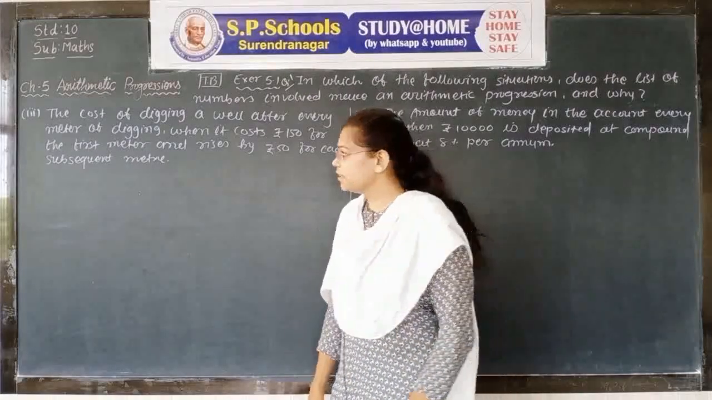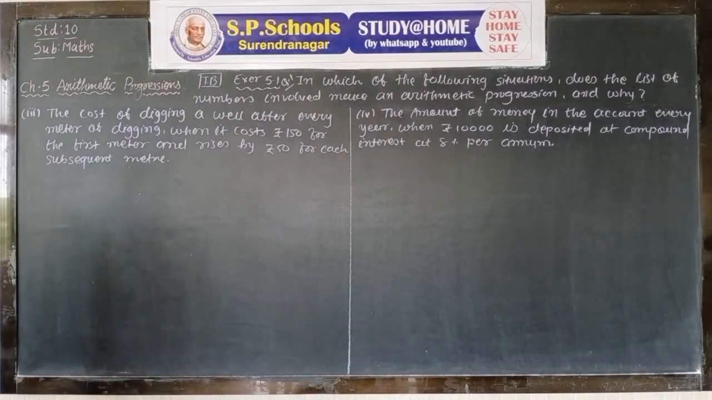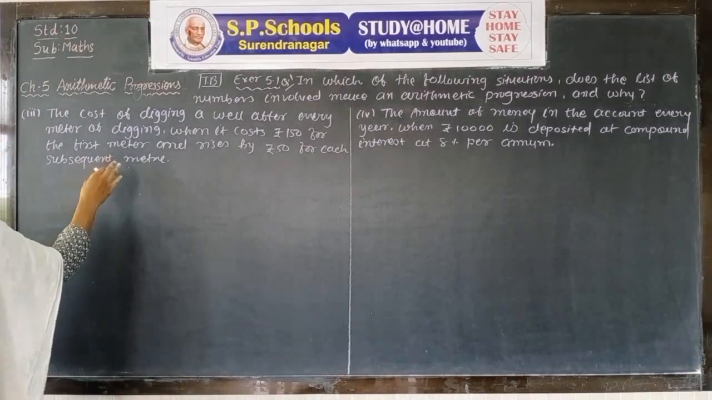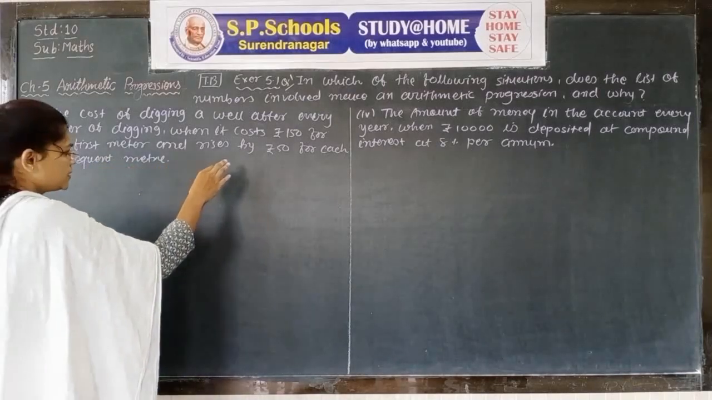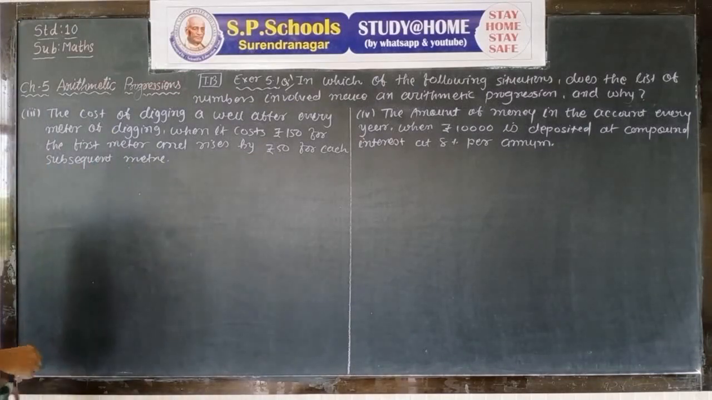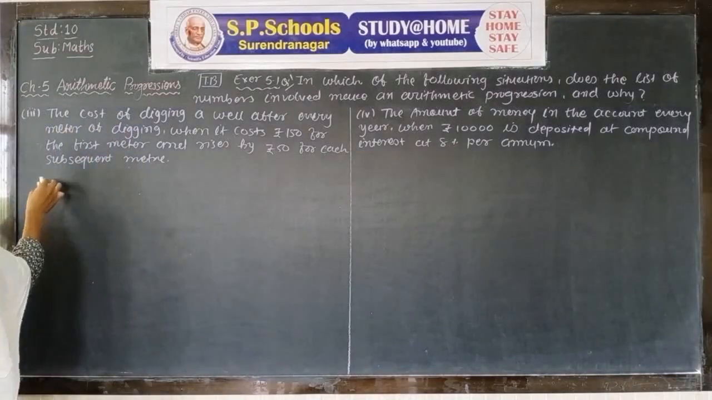Let's see the third number. Same procedure will be repeated here. The cost of digging a well: after every meter of digging, it costs rupees 150 for the first meter and rises by rupees 50 for each subsequent meter. The cost of the first 1 meter is rupees 150, as given.